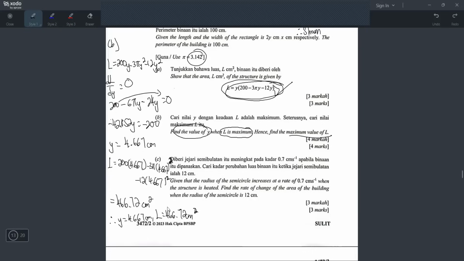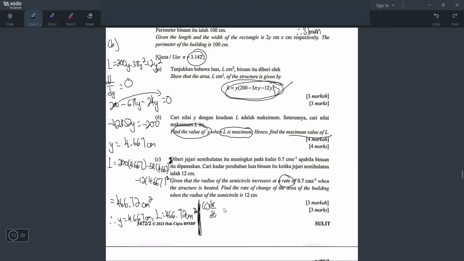Okay, let's do question C. Given that the radius of the semicircle increases at the rate. The moment you see this word rate, it means this is a rate of change question, and rate means over time. So if I say rate, it must be over dt. So I will do it here, my C part. The moment it says radius increases at rate, it means over dt. On top I will write dr because it says the radius, right?